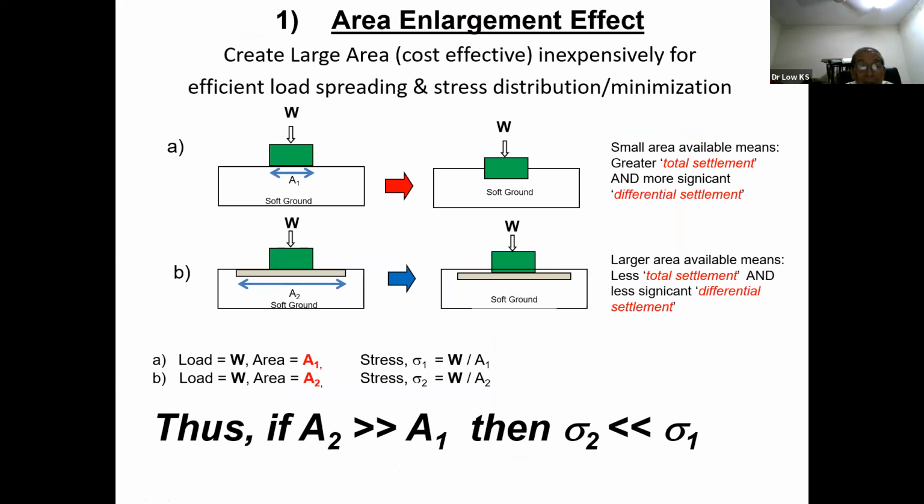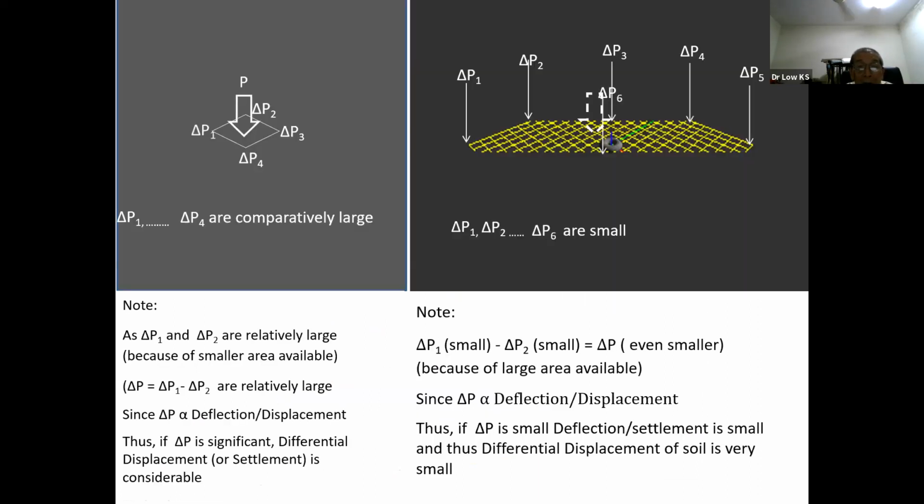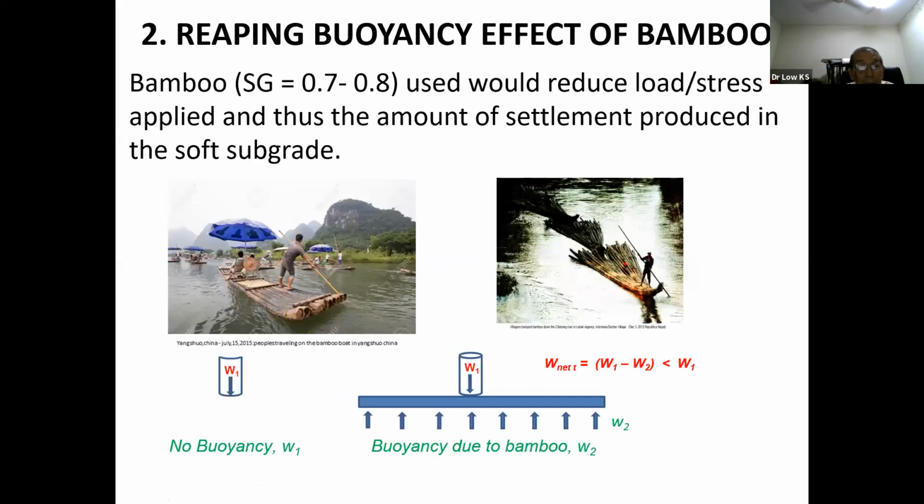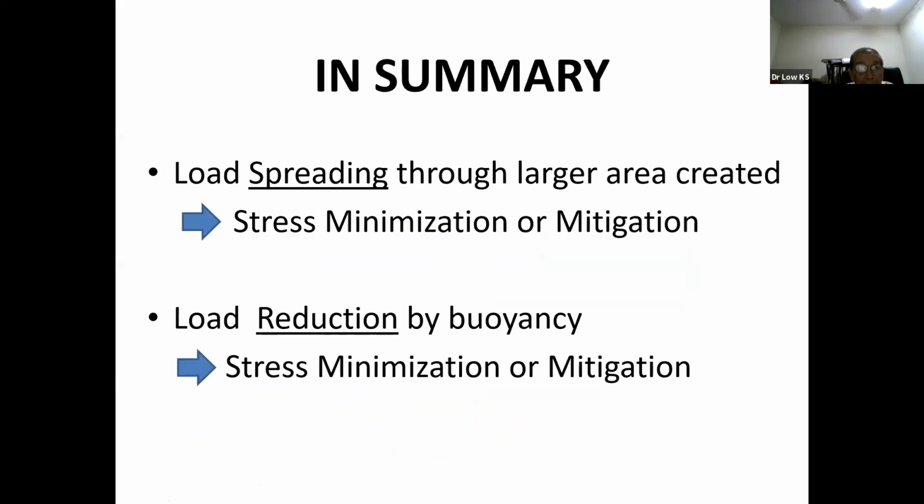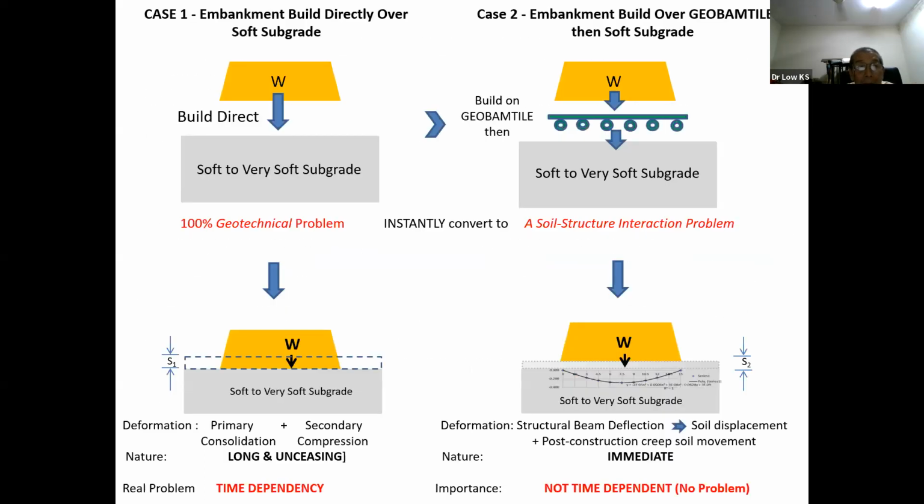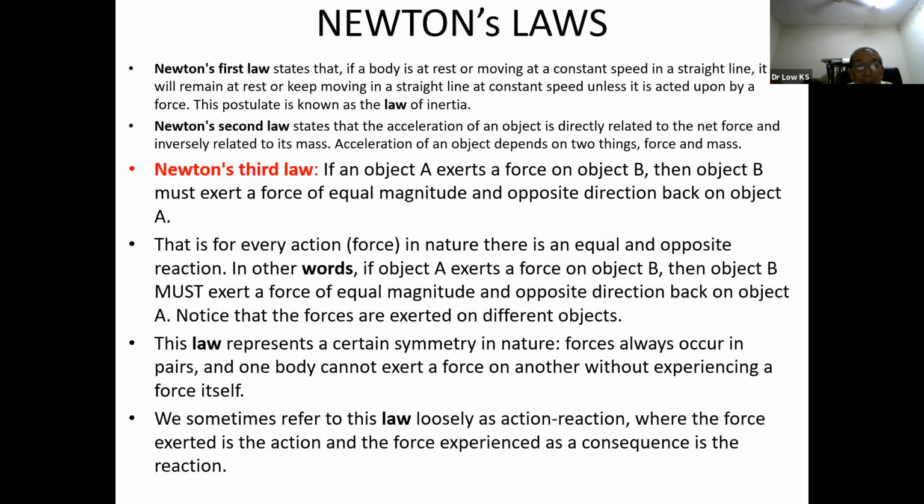Very quickly, if the area is very large, then the pressure is small. I won't go into this. So buoyancy understood. So load spreading by creating a large area, and load reduction due to buoyancy, that means the up-thrust, right? I'll just show you all the past year projects.